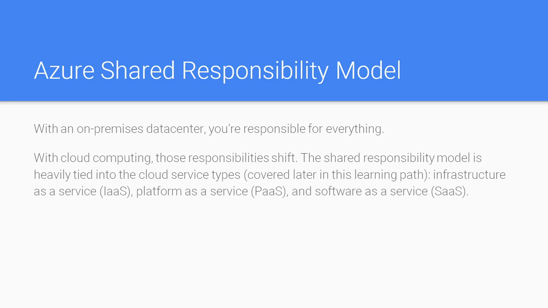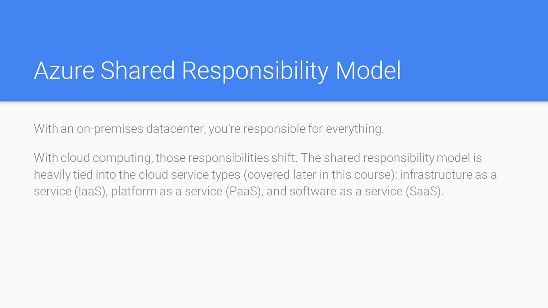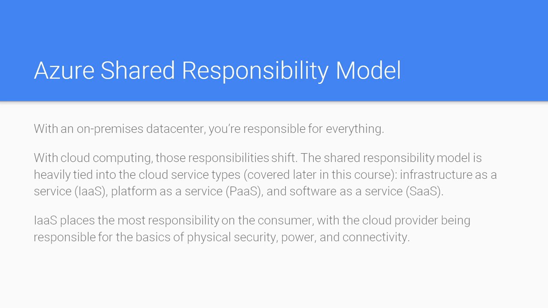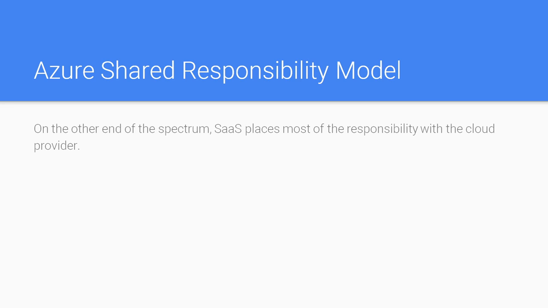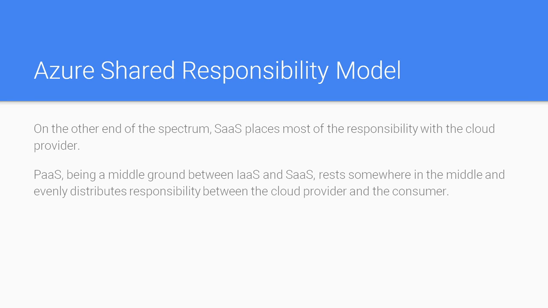The shared responsibility model is heavily tied into the cloud service types, covered later in this course: infrastructure as a service, IaaS, platform as a service, PaaS, and software as a service, SaaS. IaaS places the most responsibility on the consumer, with the cloud provider being responsible for the basics of physical security, power, and connectivity. On the other end of the spectrum, SaaS places most of the responsibility with the cloud provider. PaaS, being a middle ground between IaaS and SaaS, rests somewhere in the middle and evenly distributes the responsibilities between the cloud provider and the consumer.